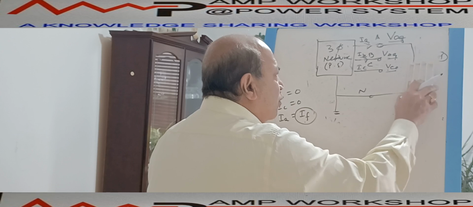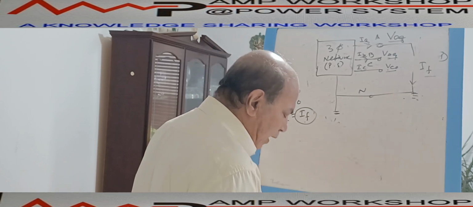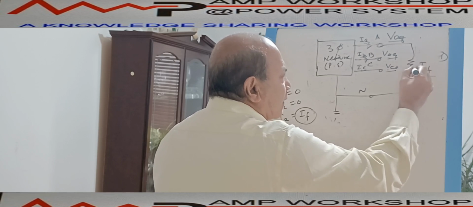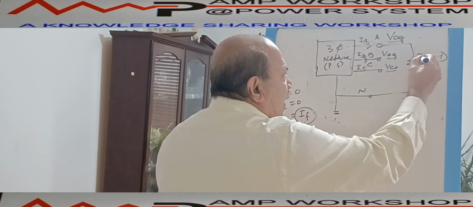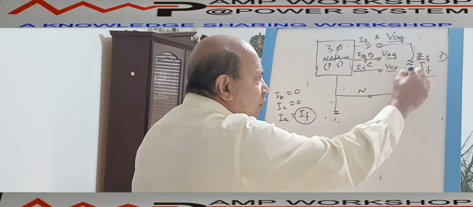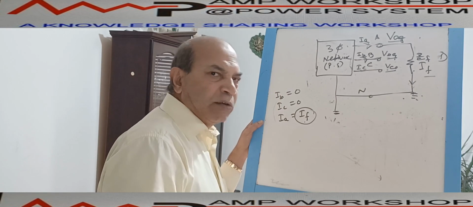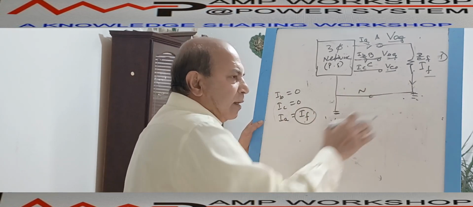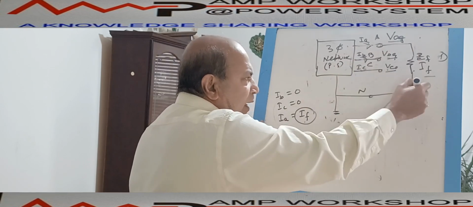That current is IF. And suppose the fault takes place through a fault impedance. Suppose there is a fault impedance here, ZF. Then the current flows through this fault impedance ZF to the earth. Suppose a cable is connected over here.